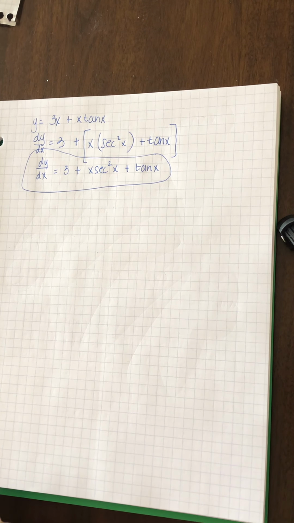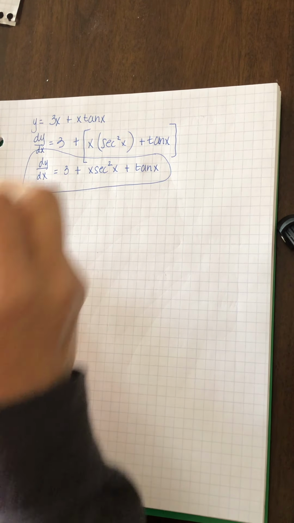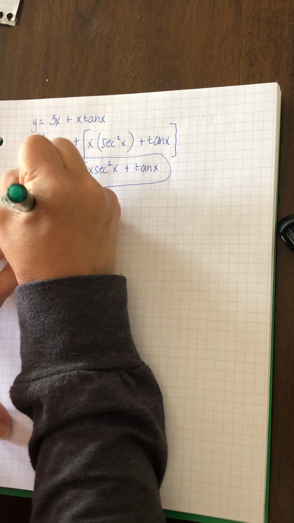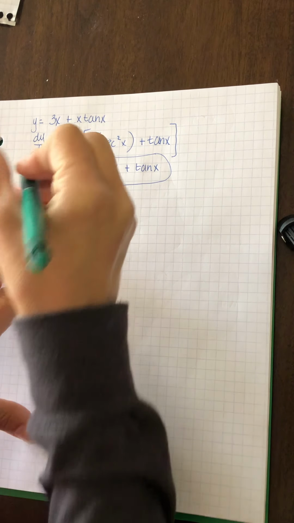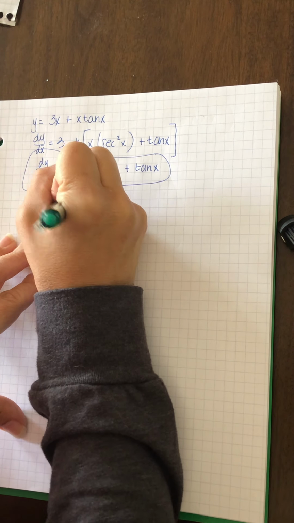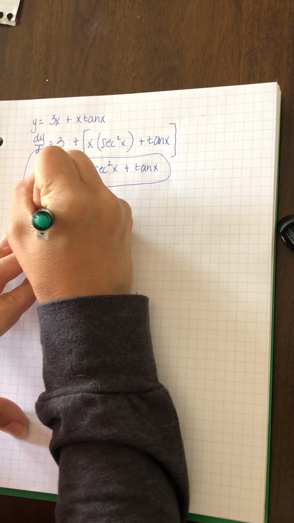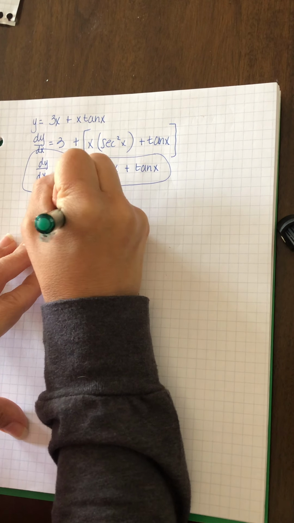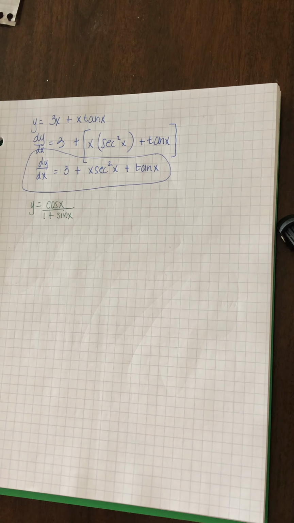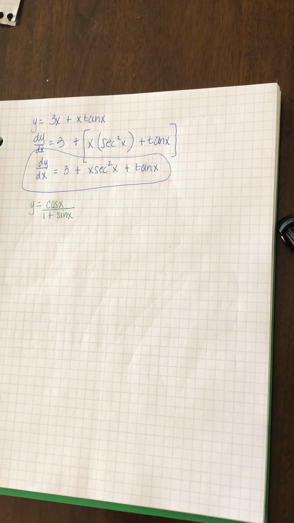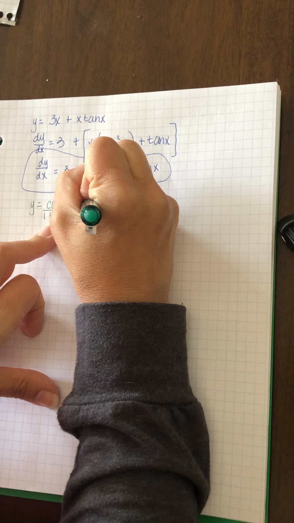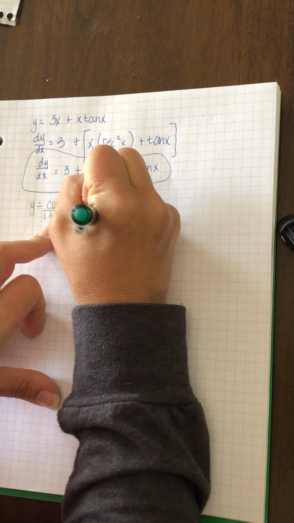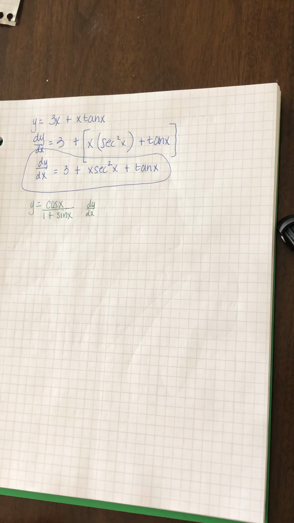Okay, and then let's look at another one. Let's look at y is equal to the cosine of x over 1 plus sine of x. Okay, I'm going to use the quotient rule. So the quotient rule says, I forgot my notation. I'm going to find the derivative.